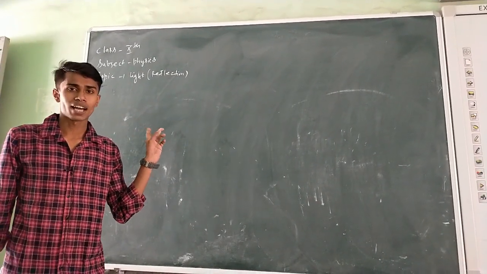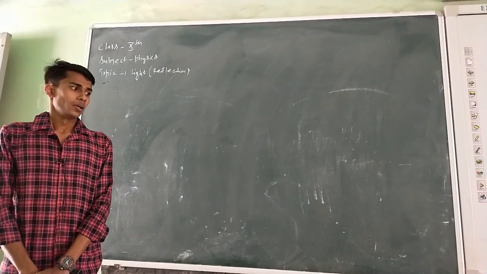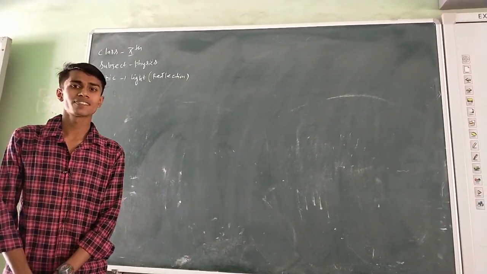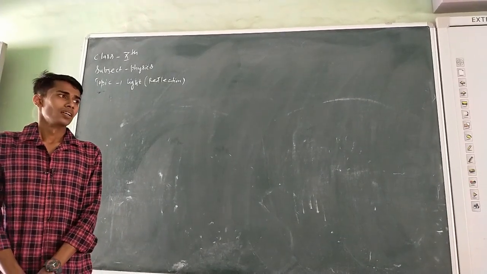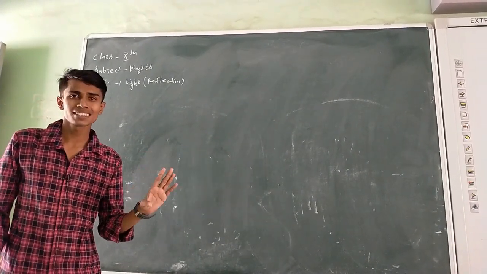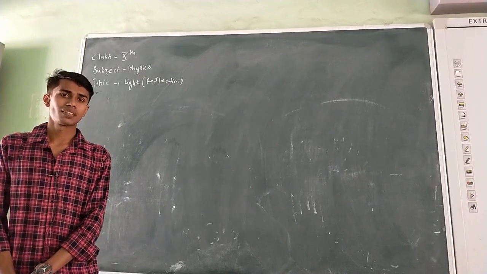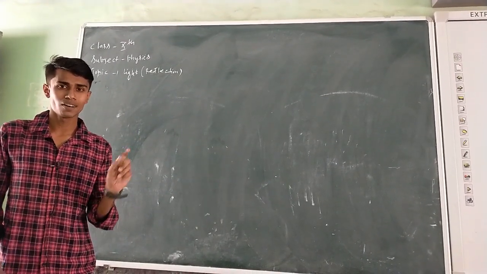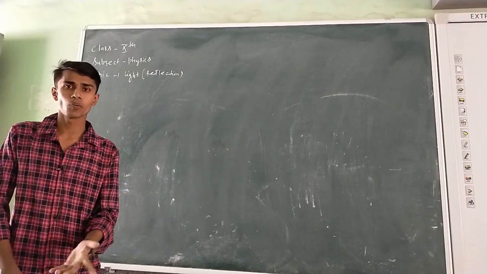Today we will study about light. Light is chapter number 4 of Advanced Physics. Before discussing today's lecture, let us discuss the mark scheme of science examination for board.